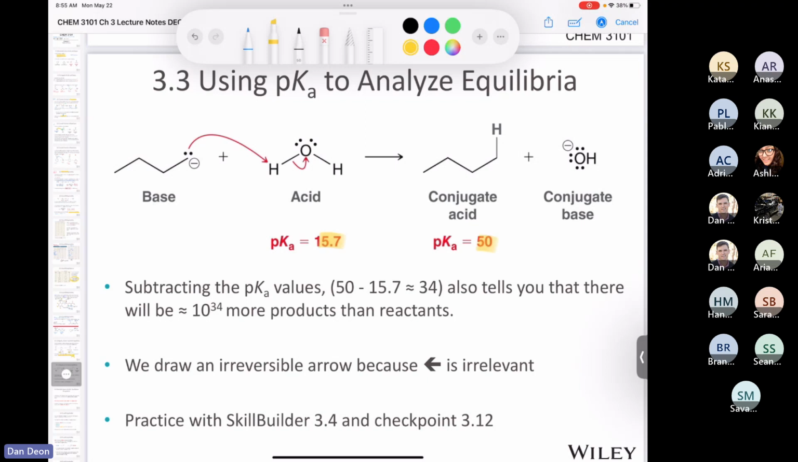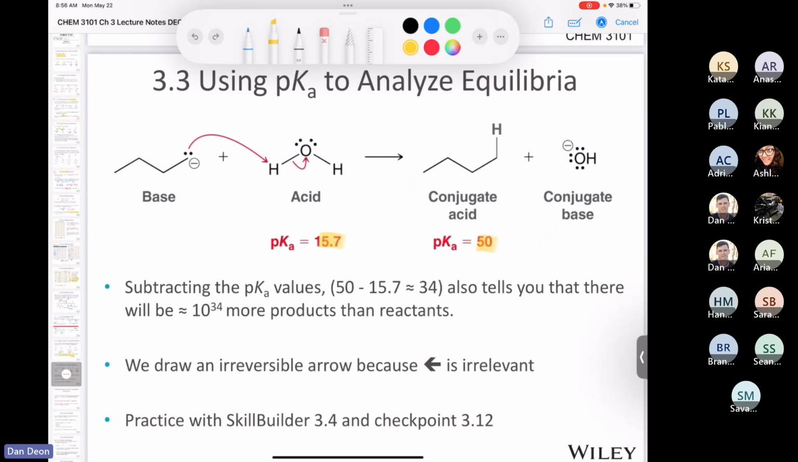In this case, we draw an irreversible arrow because there's going to be none of the starting materials left over. Since the difference in pKa is 10 to the power of 34, that means that for every 10 to the power of 34 molecules of this you have one of these. So essentially none. So in that case, we draw an irreversible arrow.